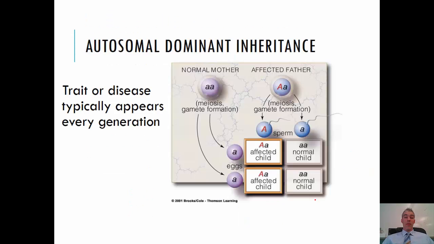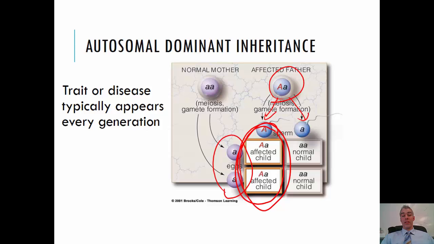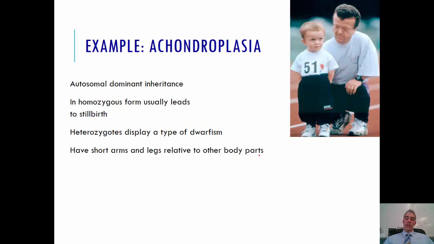So this is showing you autosomal dominant inheritance. Here's an affected father. He can put either the big A or the little a in his sperm, and the mother is unaffected, so she can only give a little a. Notice if this is the case, you have a 50-50 shot of having a child that has the disease, because you remember, you only need one copy of the disease allele to have it, and that's autosomal dominant inheritance.